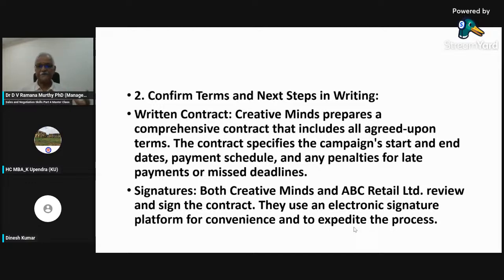So the contract specifies the campaign start date, end date, frequency, and the payment schedule that ABC Retail Limited has to clear. It's all these things, and any penalties for late payments and missed deadlines, for both the parties.